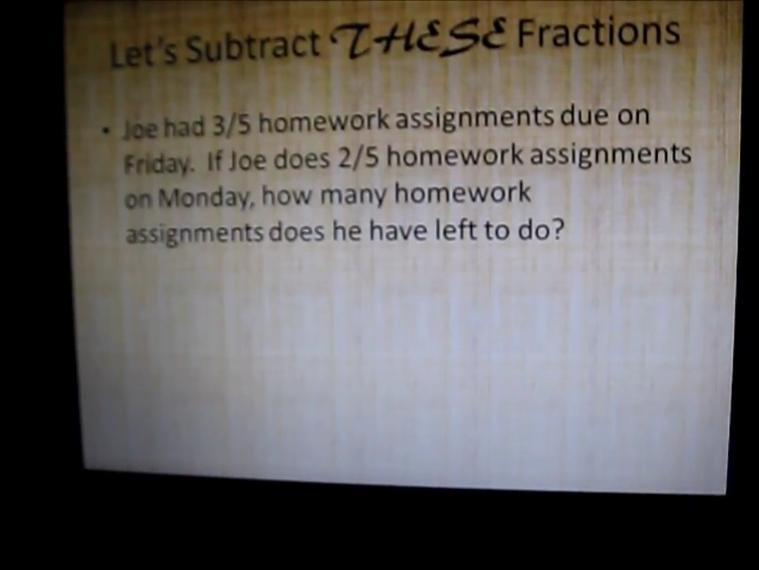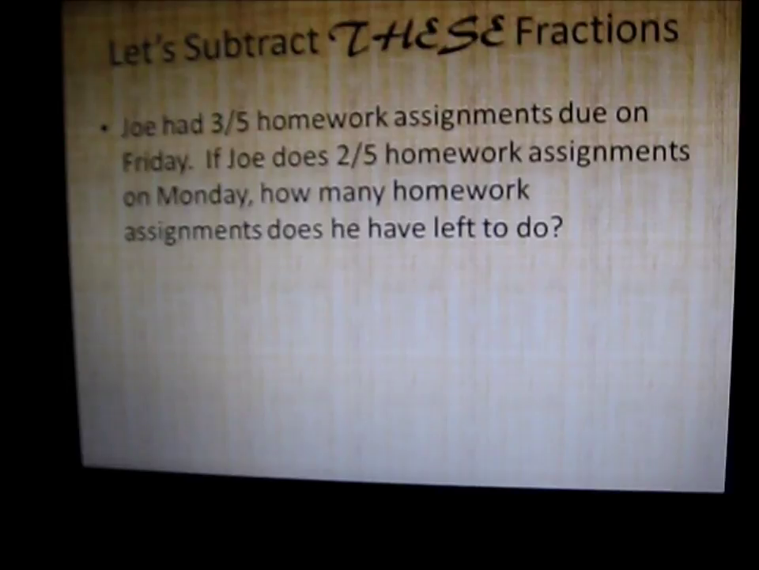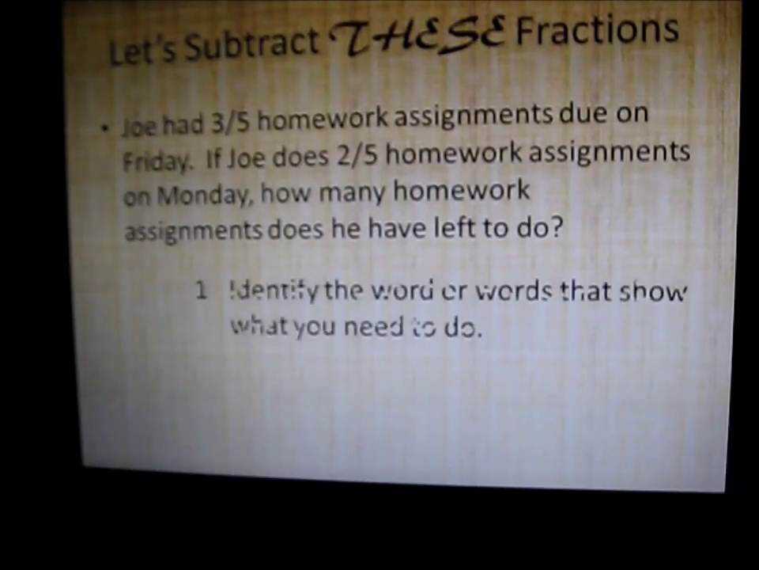Let's subtract these fractions. Joe has 3/5 homework assignments due on Friday. If Joe does 2/5 homework assignments on Monday, how many homework assignments does he have left to do? Identify the word or words that show what you need to do. How many homework assignments does he have left to do? Left tells me I need to subtract.